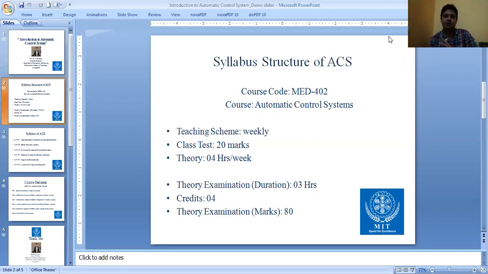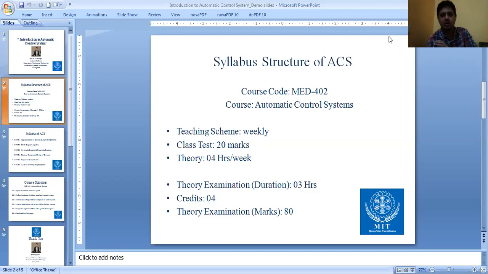As we are affiliated to the Dr. Babasaheb Ambedkar Marathwada University, the syllabus structure is that the course code is MED 402, and the teaching scheme weekly is 4 hours. That means you have 1 hour lecture per week, and then it is split into the class test. The class test is for 20 marks, and then we have a university theory examination that is for 3 hours, and the credits allotted for the subject is 4. And then we have a university theory examination for 80 marks.